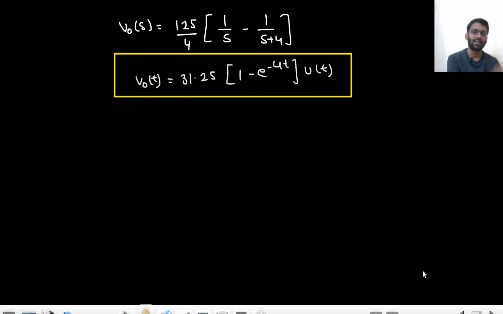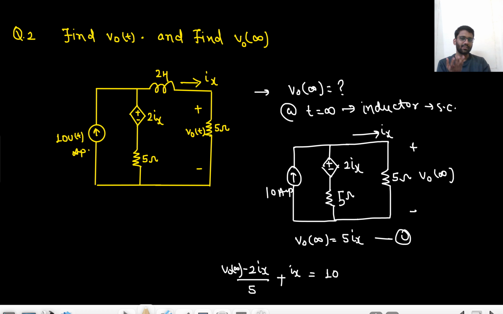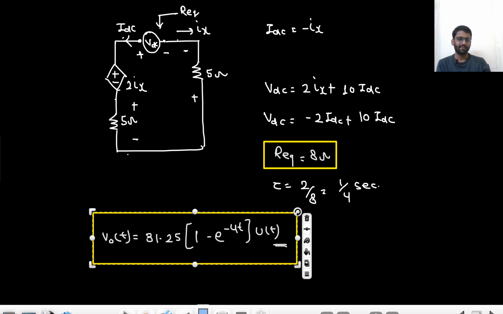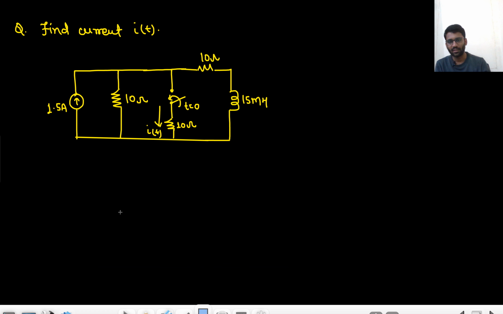Okay, in the previous analysis as well it was absolutely correct, there was nothing mathematically wrong. First we found V naught infinity, then we found V naught 0, then we found the time constant. For finding the time constant, I can't simply calculate R equivalent because there is a dependent source. 2ix is the dependent source. For that I need to apply a voltage source of VDC and get IDC out of it, right? So from there I find R equivalent equals 8 ohm, so time constant is 2 by 8. So this is what I got as V naught t, right? Then I could solve it by Laplace transform as well. So this is what I got solving by Laplace transform. Let's move on to the next question.